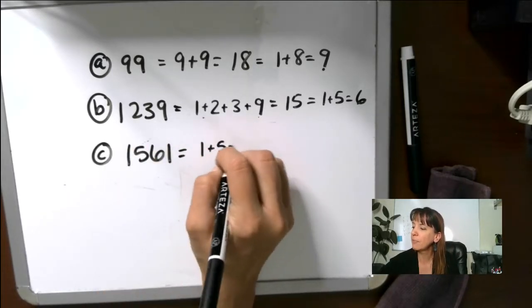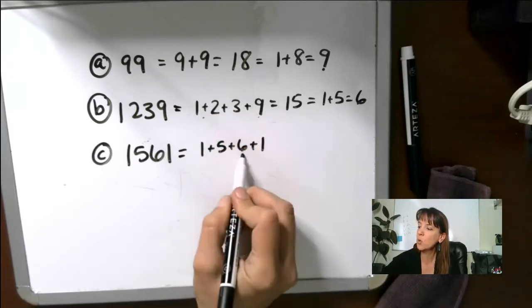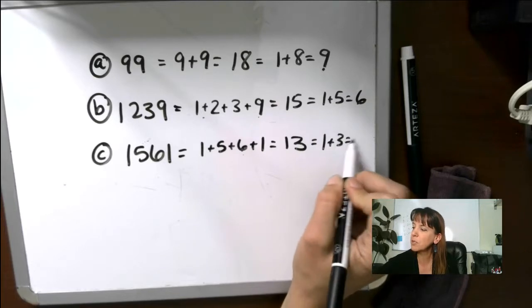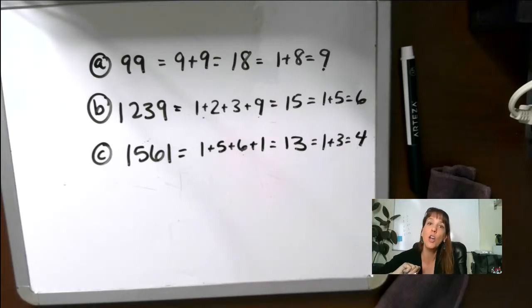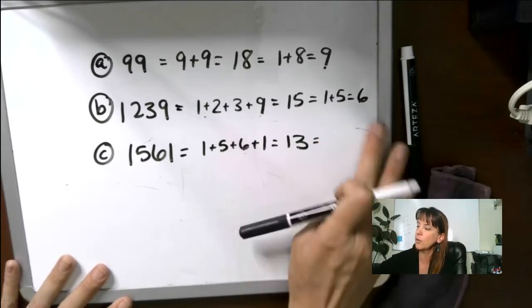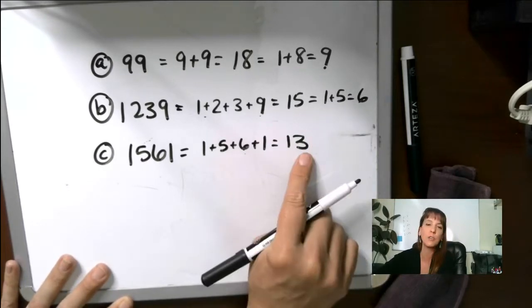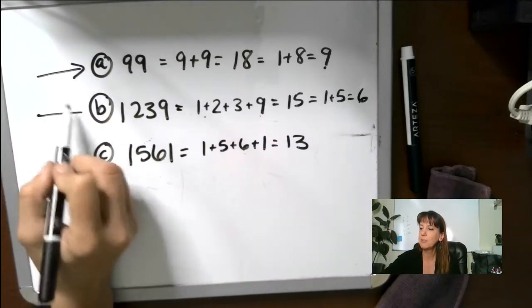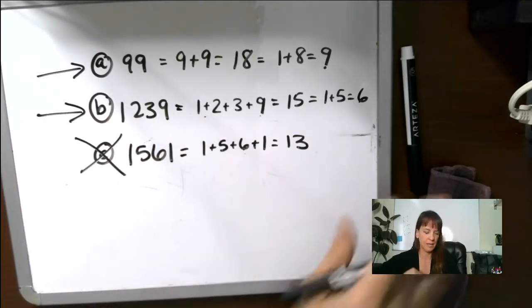1 plus 5 plus 6 plus 1, that's 12 plus 1 more equals 13, which equals 1 plus 3, which equals 4. Does 3 go into 4? No. So then 3 is not going to go into that number. You also know that 13 is prime. You can stop right here if you know that, but if you don't, just keep adding it all the way down and you'll get to where you can ask yourself that question. So of those, A does, B does, C does not, okay?